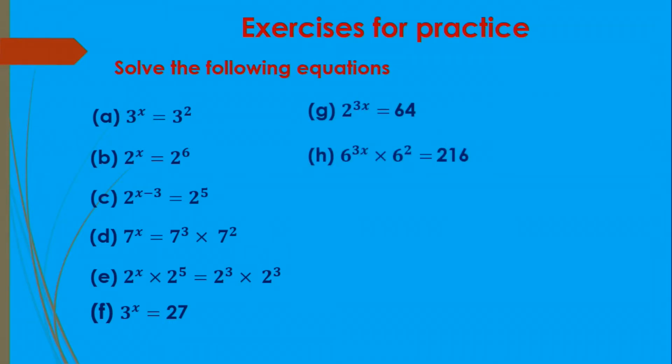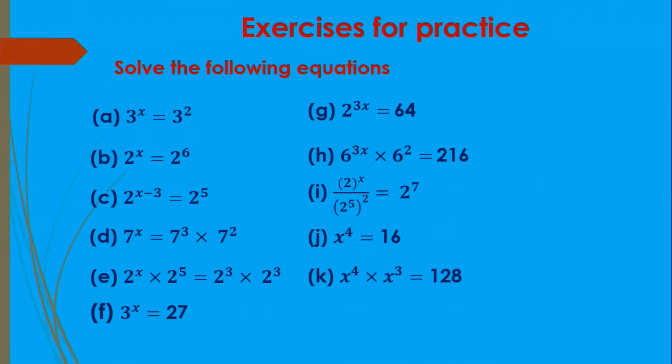Then you have part G, 2 power 3x equal to 64. Part H, 6 power 3x times 6 power 2 equal to 216. Then 2 power x divided by 2 power 5, all power 2, equal to 2 power 7. Part J, x power 4 equal to 16. Part K, x power 4 times x power 3 equal to 128. And the last part, (2x) power 5 equal to 6 power 5. To be able to solve these equations, you need to remember the different laws and rules of indices.